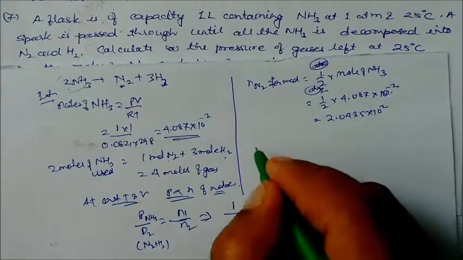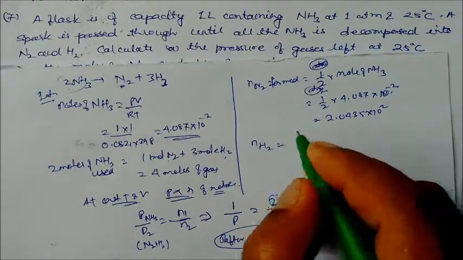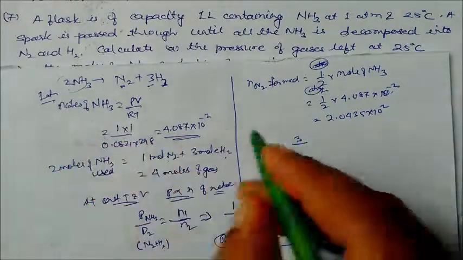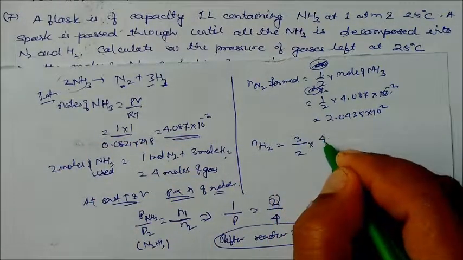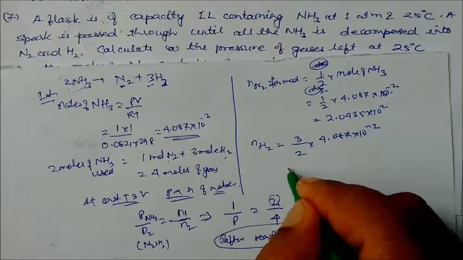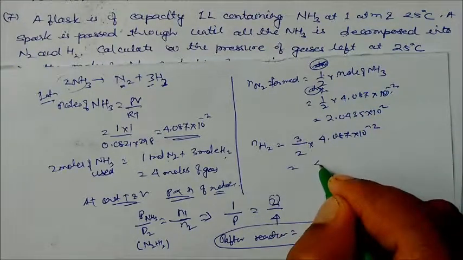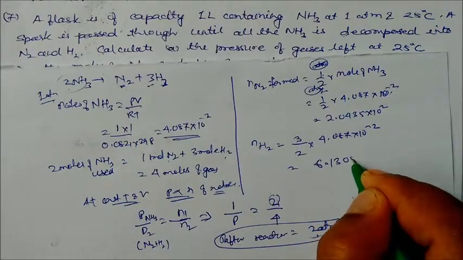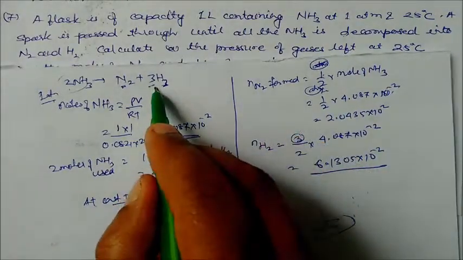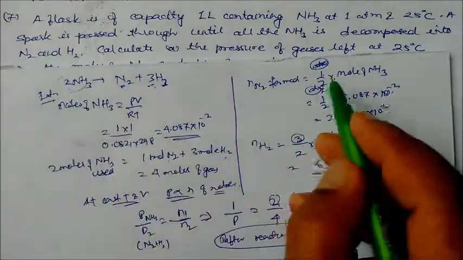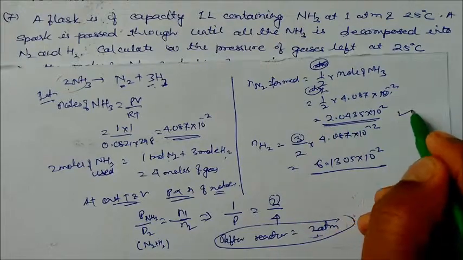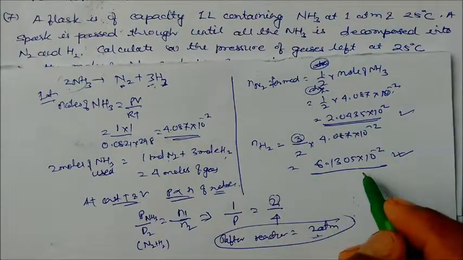Similarly, moles of hydrogen: hydrogen is 3 moles, divided by 2 moles of ammonia, multiplied by 4.087 into 10 to the power minus 2. So we get 6.1305 into 10 to the power minus 2. Here 3 is the moles of hydrogen, 2 is the moles of ammonia, 1 is the moles of nitrogen, and 2 is the moles of ammonia. So these are the moles of nitrogen and hydrogen formed after the reaction.